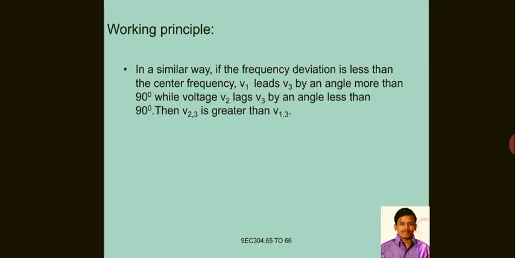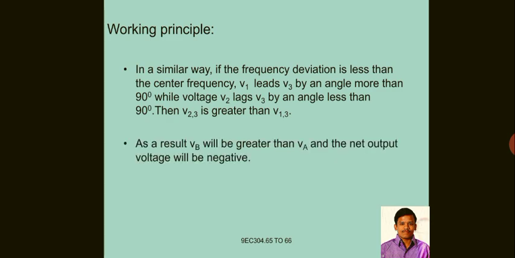Now if you see the reverse way, that is whenever the frequency is less than the center frequency, what will happen? V2.3 will be more than V1.3 because now the capacitive reactance is more compared to the inductive reactance. Theoretically the difference will be 90 degrees, but practically it is less than 90. As a result, VB will be greater than VA, therefore the net output, VA minus VB, will be negative. So based on this we have drawn the phasor diagrams that we described.